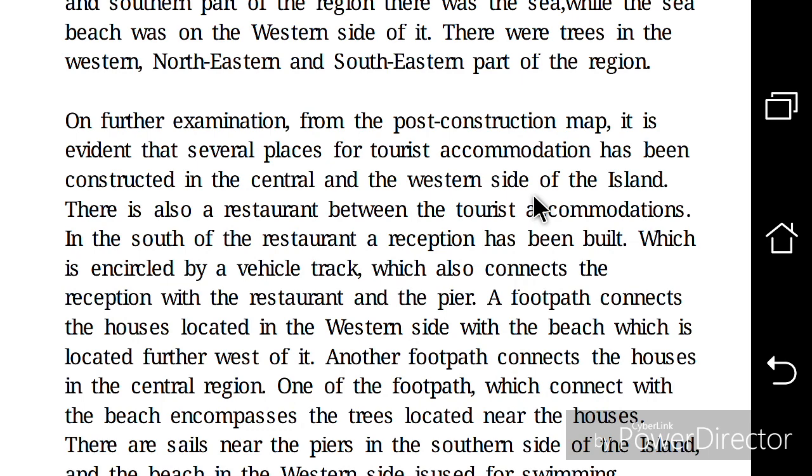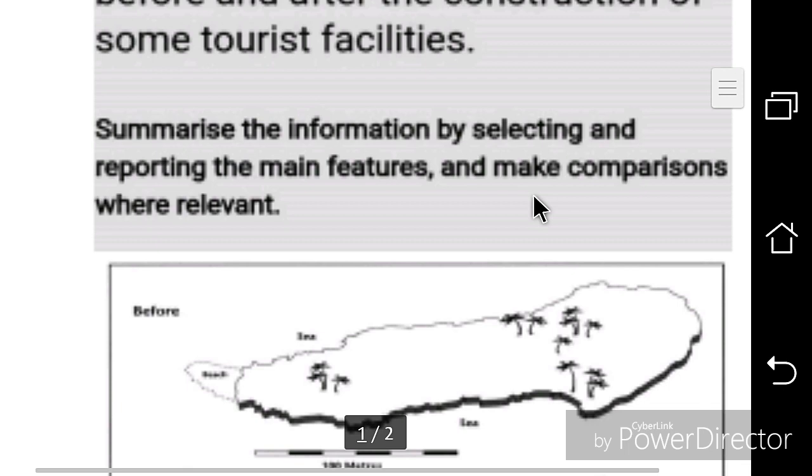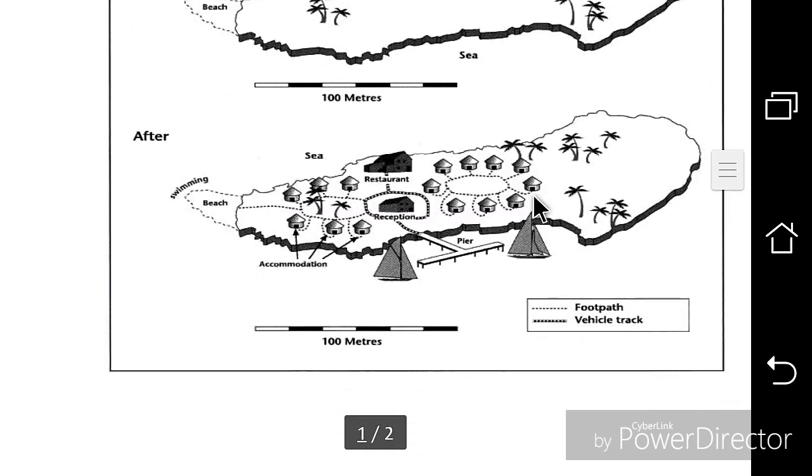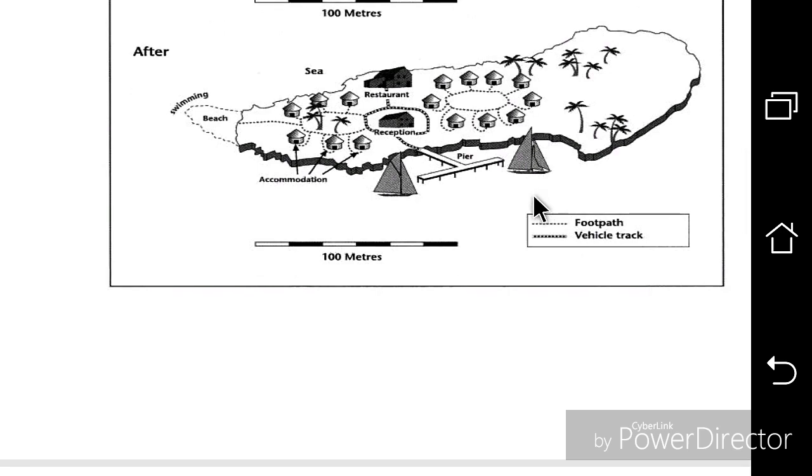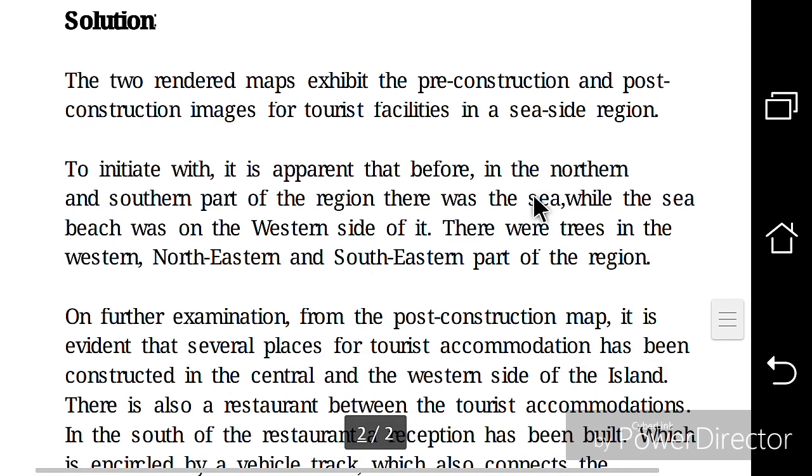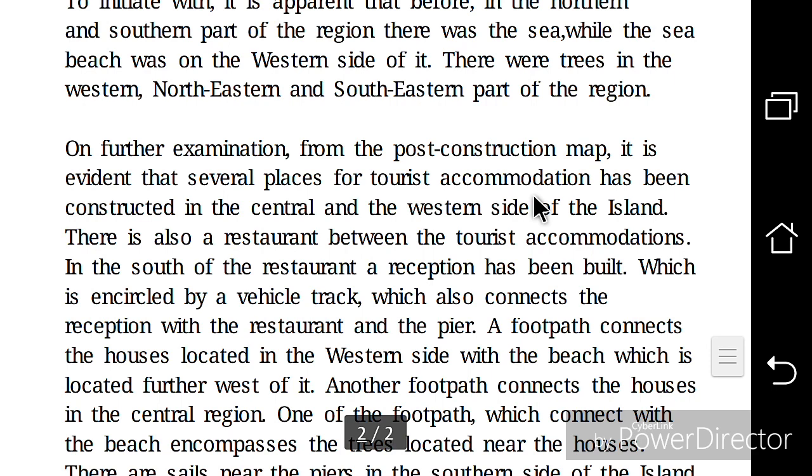So in the south of the restaurant, there is a reception. You can see in the map. And so it has been written accordingly. You can write here that the reception lies beneath the restaurant or below the restaurant, but writing south would be good for your band score because here you are sticking to the directions. Now, in the south of the restaurant, a reception has been built.